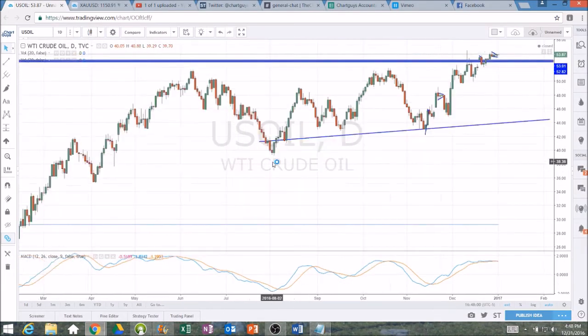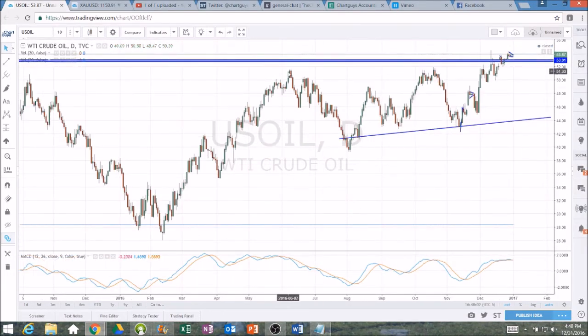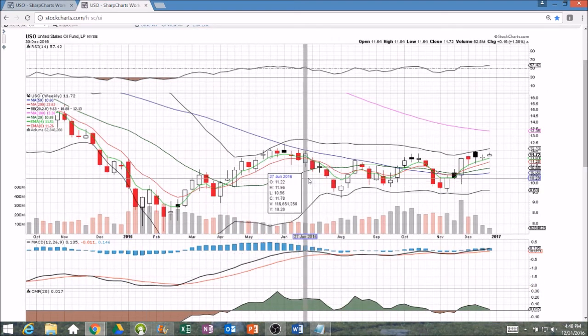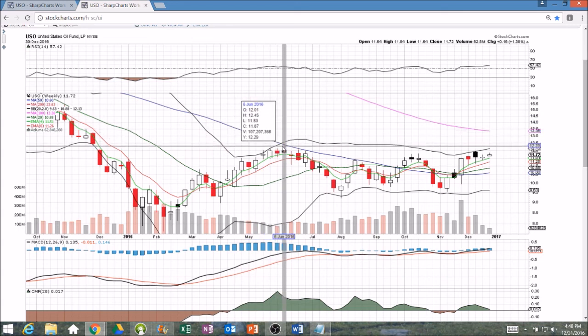So let's go back and compare. The high from May and June was up here at 51.64, and we're well above that level. So oil is seeing clear higher highs, whereas USO is not seeing those levels just yet. So that's a key resistance to be watching as well.